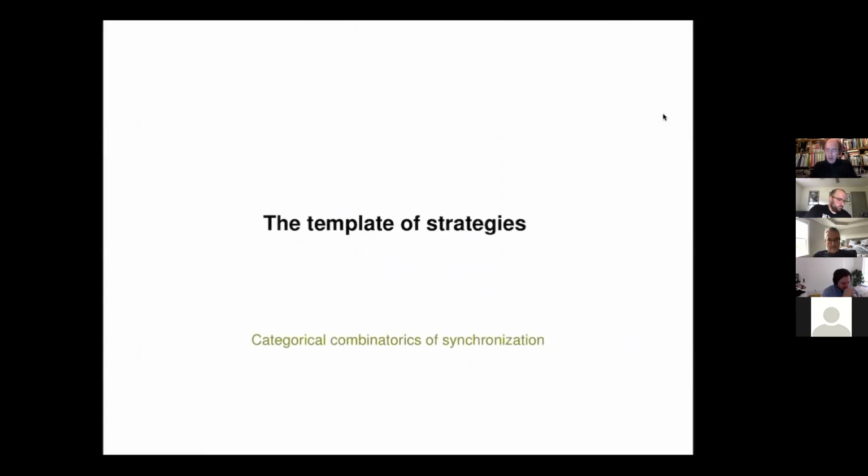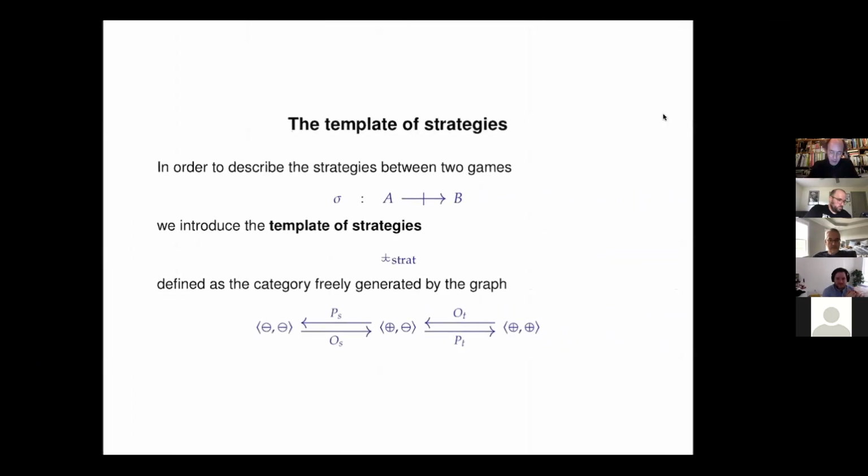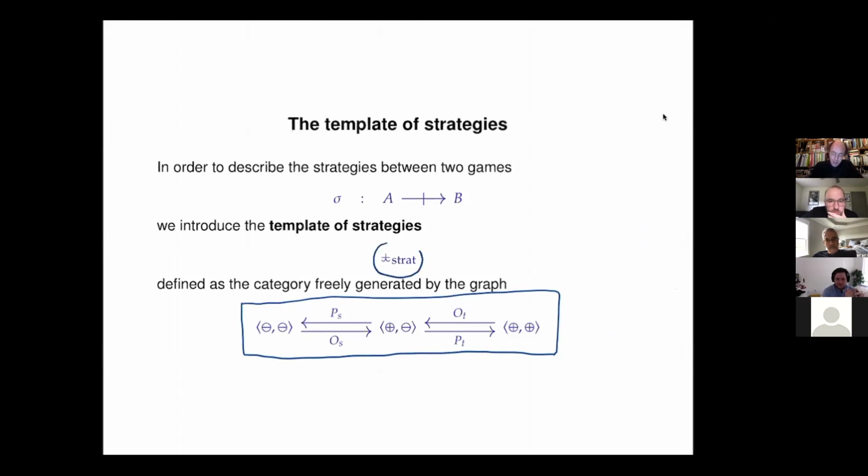So now we have defined a template for games, which is this very simple category I've shown you. But now I will define a template of strategies. And so this is the template of strategies. Again, it's a very small, very simple category. It's just the category freely generated by this graph. And so it has 3 objects, and all the maps are just sequences of these edges, their paths in the graph. So this is the category which I will call a template of strategies.